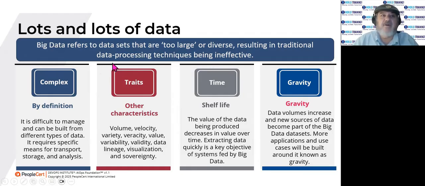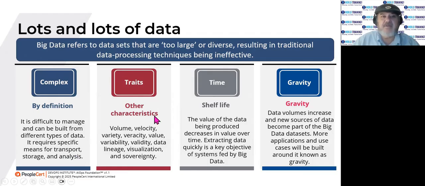There are four major characteristics that characterize big data. So complexity: it's difficult to manage and build, and can be built from different types of data. It requires specific means for transporting, storing, and analyzing data.